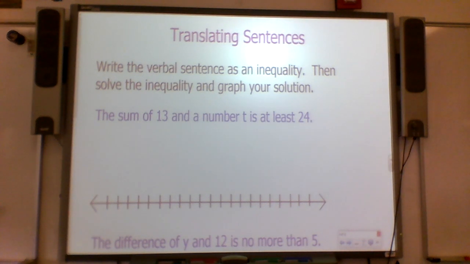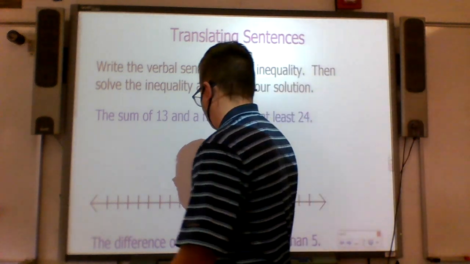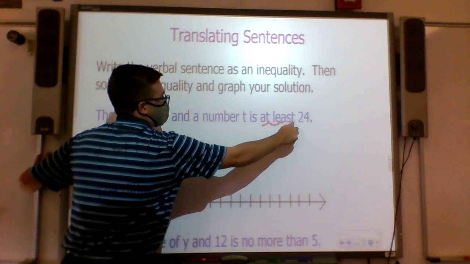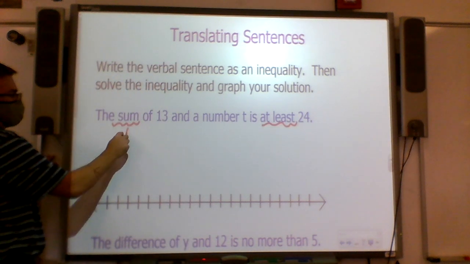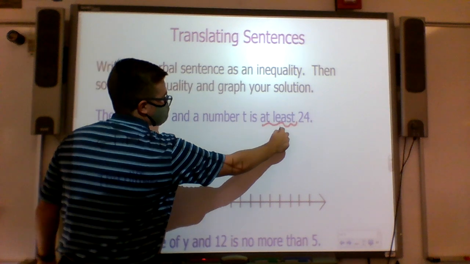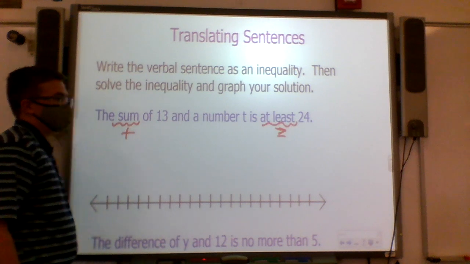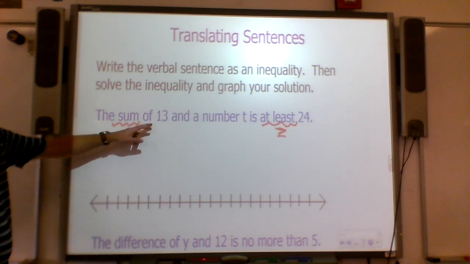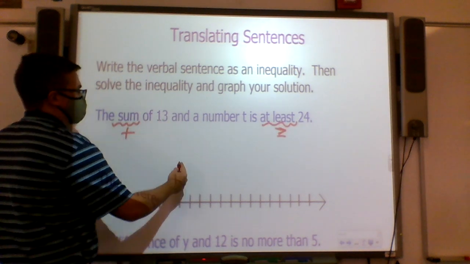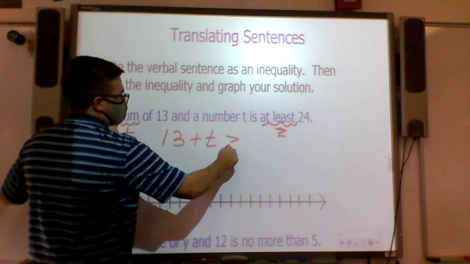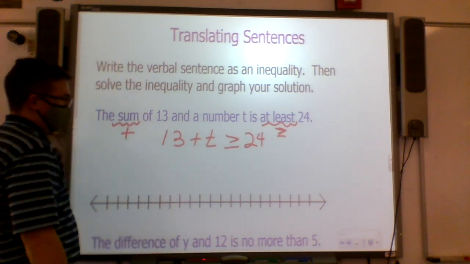So this first one says the sum of 13 and a number is at least 24. So 13 and a number. Keywords: sum and at least. Sum tells us that we need to add. At least tells us it has to be greater than or equal to. Sum of 13 and a number t. So 13 plus t is greater than or equal to 24.